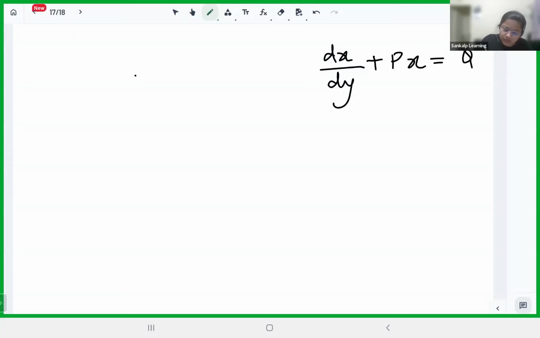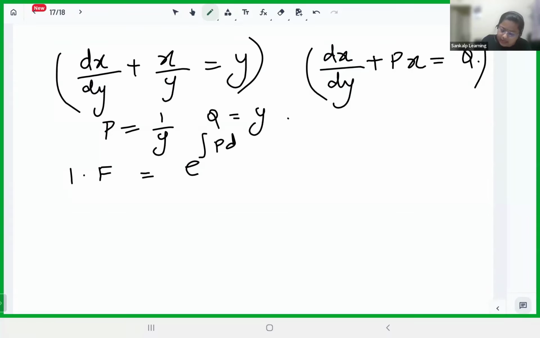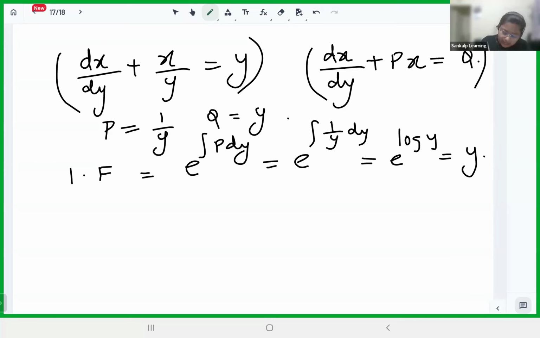What was our previous step? dx/dy + x/y = y. If you compare these two, you get p = 1/y and q = y. Now what is the next step? We have to find the integrating factor, e raised to the integral of p dy, that is e raised to the integral of 1/y dy, which is e raised to log y, and that is nothing but y itself. So we have got the integrating factor.